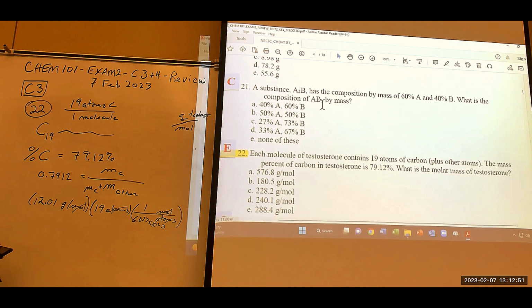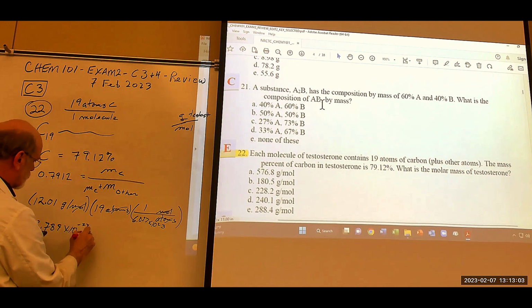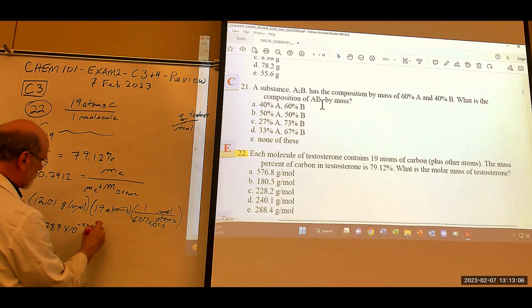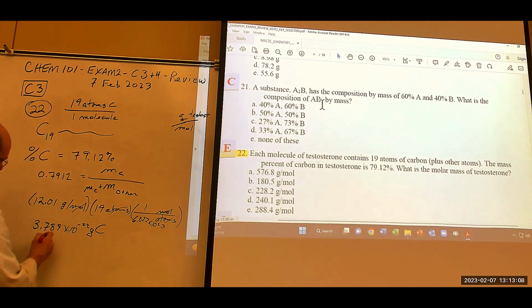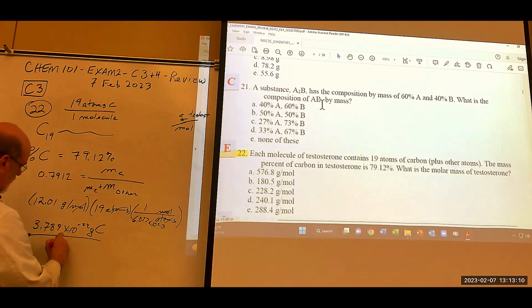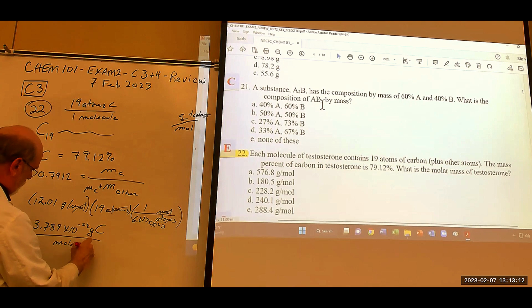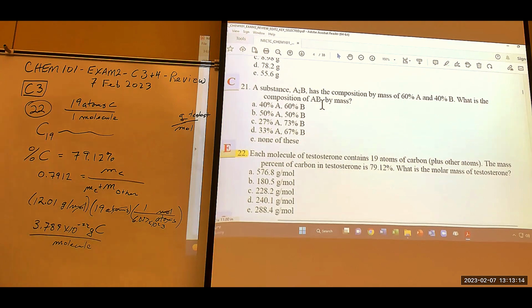And divided by 6.022 times 10 to the 23rd. So that's 3.789 times 10 to the minus 22 grams of carbon in one atom. Okay.